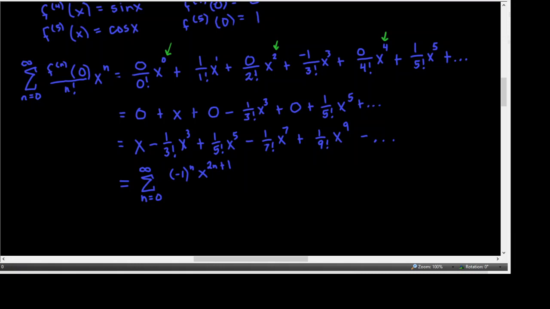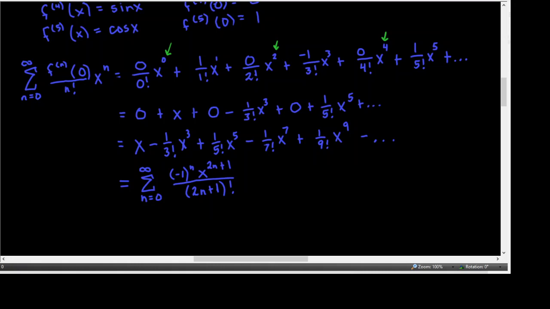Is x the first, our first term? Yes, it is. So that's going to work out. And then the factorial in the denominator has the same number used as the power of x. So that also will be (2n plus 1) factorial. And again, if you want to check this out, 0 would give us x, 1 would give us the cube term, and let's check that out.